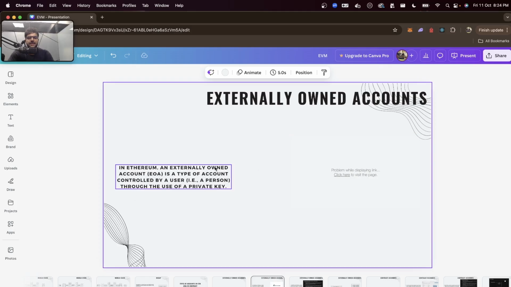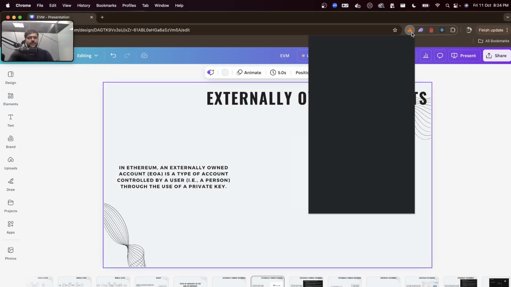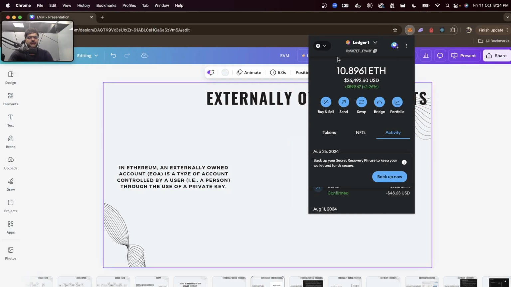In Ethereum, an externally owned account is an account that is controlled by the user. For example, if you look at my MetaMask, this is one of my accounts. This is the address of this account. There is a private key associated with this account. This is the amount of Ethereum it holds.